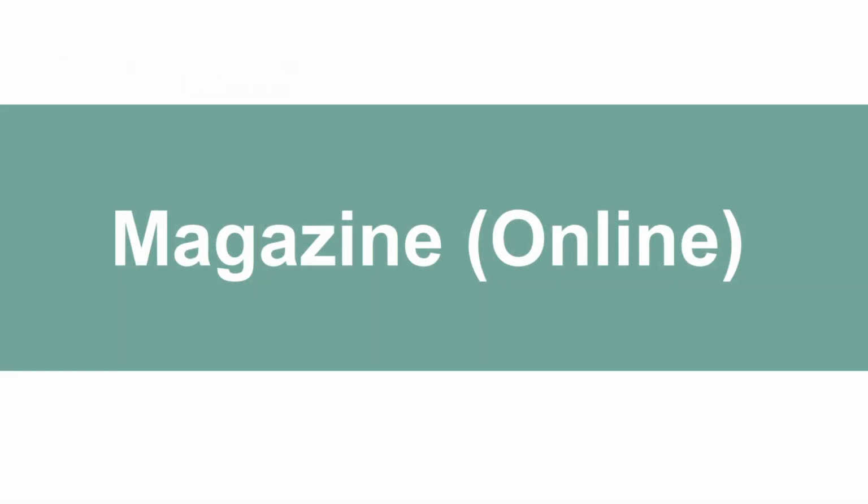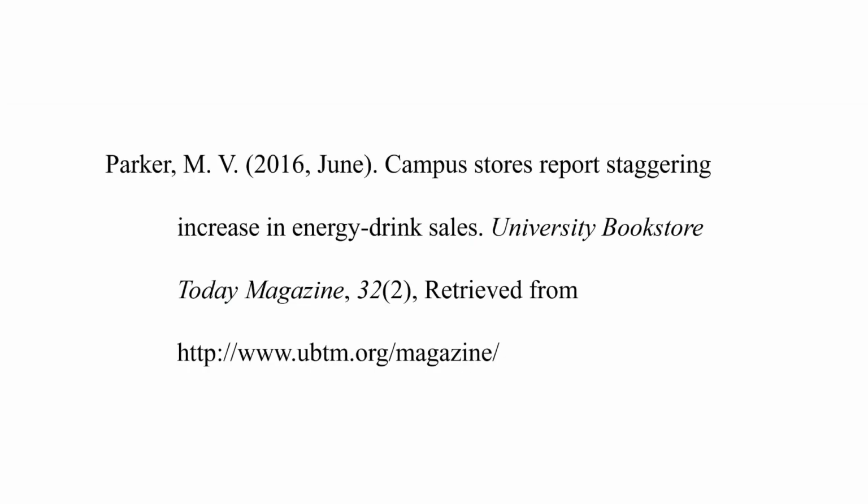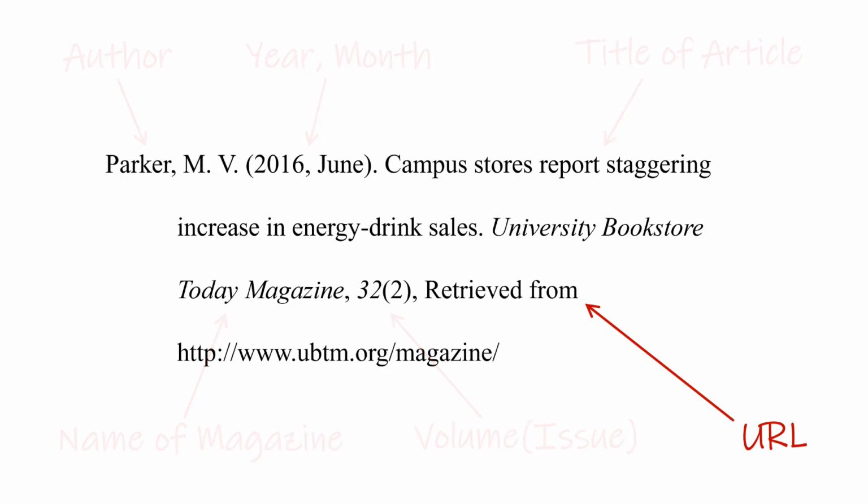References for online magazines are similar to those for print magazines, with just one or two differences. Here's a reference, and here are the names of the elements. If an article from an online magazine has no DOI, a publication manual says you should typically omit the page numbers and replace them with the URL of the website where the article appears.